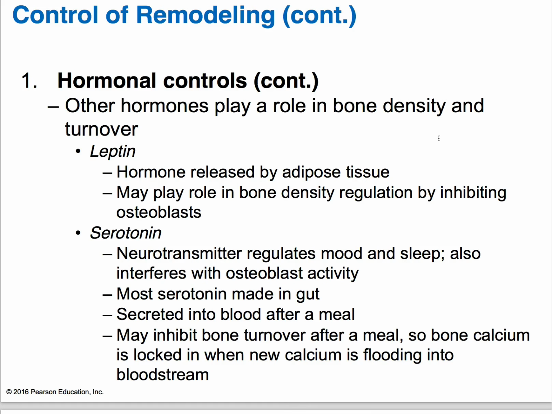The other one is serotonin. Actually, serotonin is not a hormone. I'm sorry, serotonin is a neurotransmitter. This neurotransmitter is responsible for mood levels and also sleep cycles. It also interferes with osteoblast activity. Serotonin is made in your small intestines and is secreted into the blood after you have a meal. It can inhibit bone turnover.